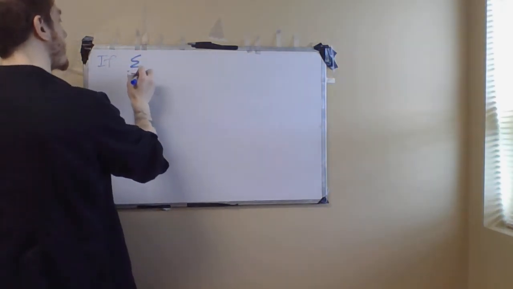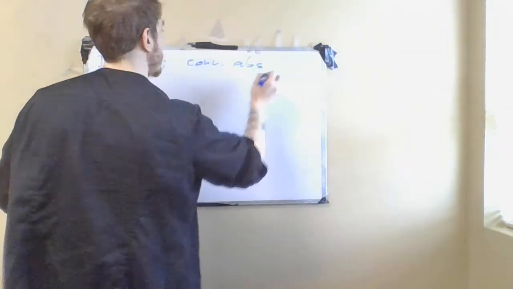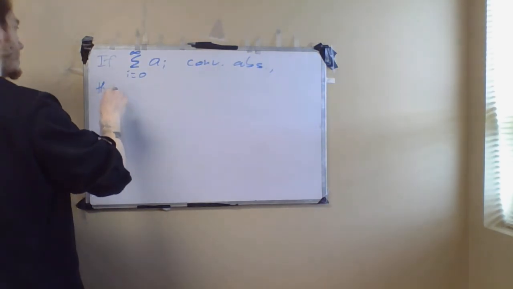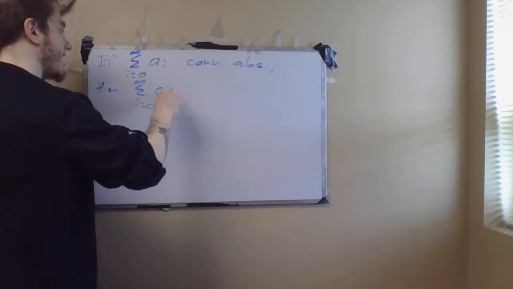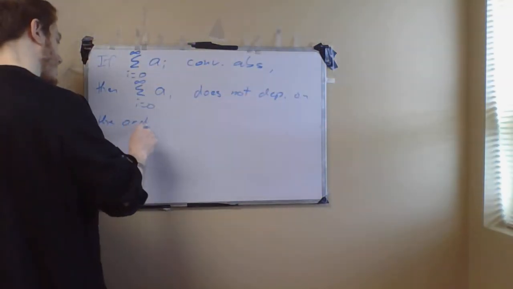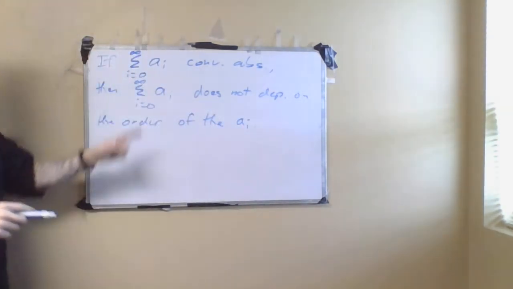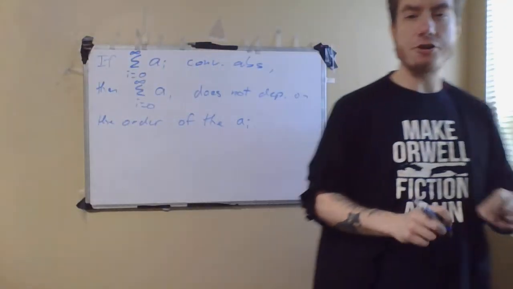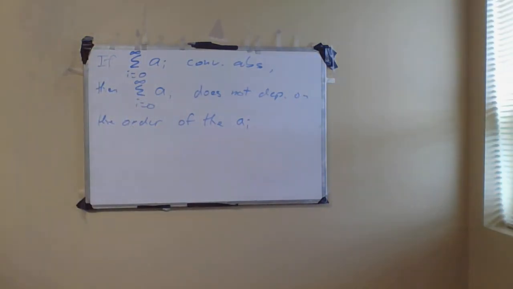So here's the good news from absolute convergence. If the sum from i equals 0 to infinity of the a sub i's converges absolutely, then the sum from i equals 0 to infinity of the a sub i's does not depend on the order of the a sub i's. So in other words, you can scramble the sequence and you will still always get the same sum. And that's a really nice feature.